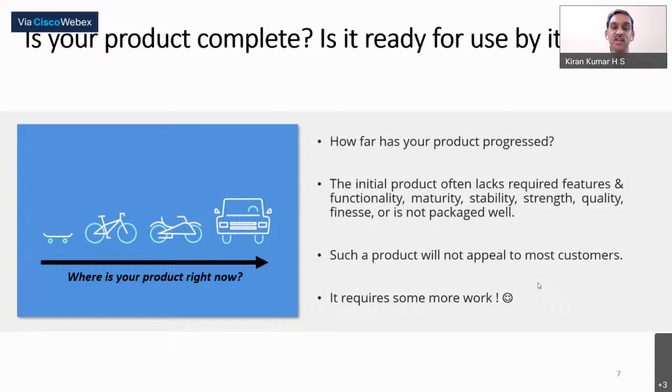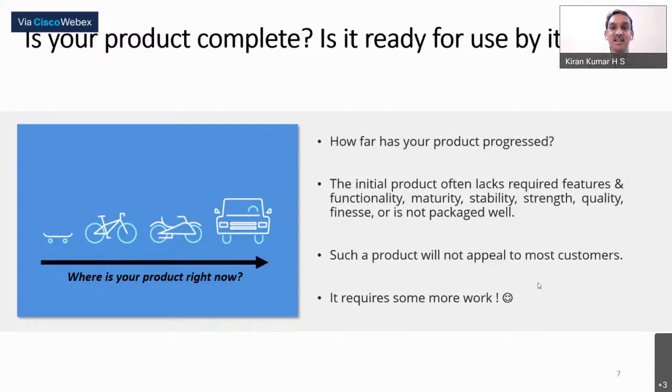So let's see where your product is. All this was the recap, okay, whatever I talked about so far. But where is your product now? As of one week since you started building your product, where is it today? Is your product complete? Is it ready for use by its users? So that's the question you need to ask yourself. How far have I progressed? Maybe I thought I'll build a car, but have I built a roller skate, or have I built a bicycle, or have I built a motorbike, or have I built a car? Where is my product right now? What stage is it in?